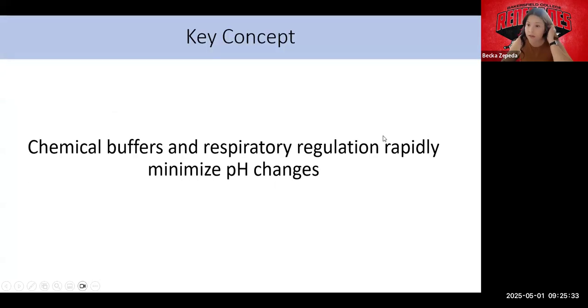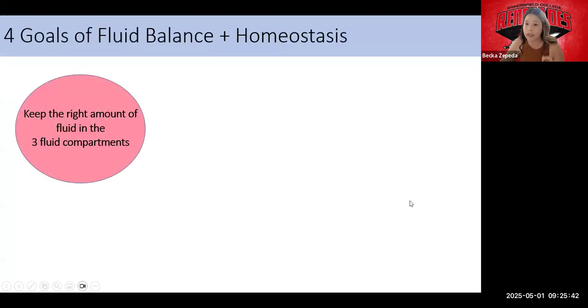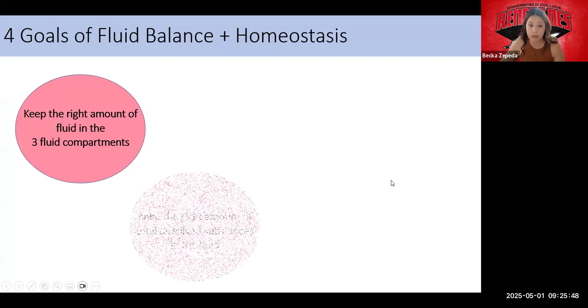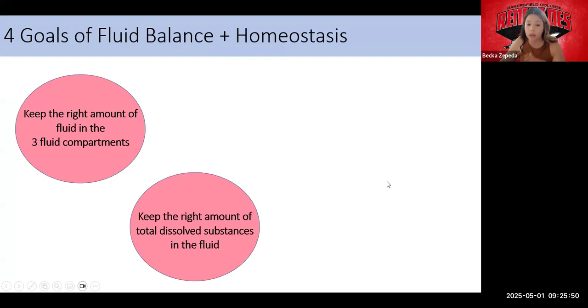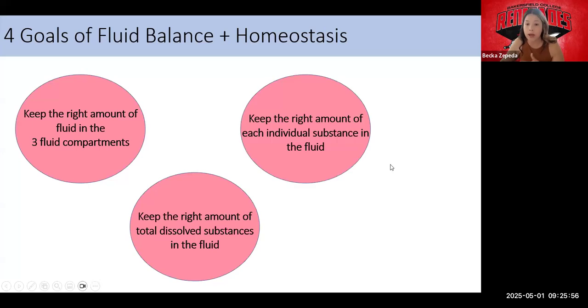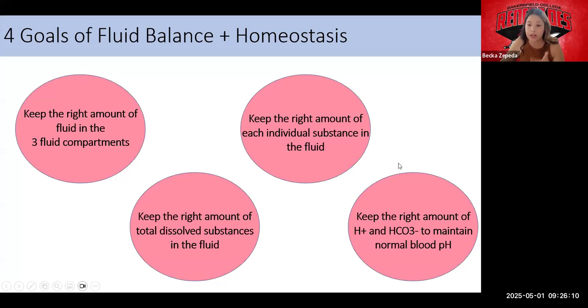Okay, so the key concept that we're first going to cover is that chemical buffers and respiratory regulation rapidly minimize pH changes. So the four goals of fluid balance and homeostasis are to, one, keep the right amount of fluid in the three fluid compartments; keep the right amount of total dissolved substances in the fluid, so make sure each compartment has the same concentration; keep the right amount of each individual substance in the fluid, because even though all three fluid compartments have the same total concentration, the concentrations of the individual solutes are going to be different in each compartment. And then we need to keep the right amount of hydrogen ions and bicarbonate ions to maintain normal blood pH.